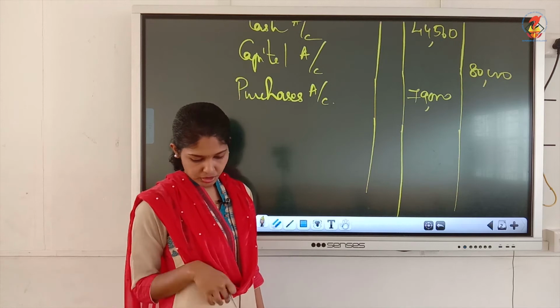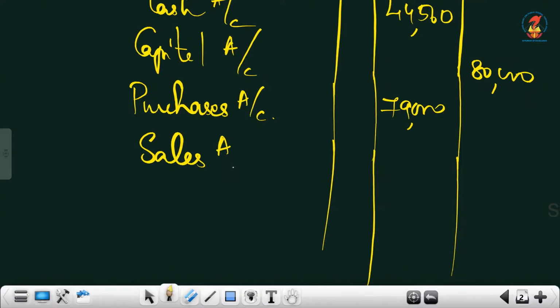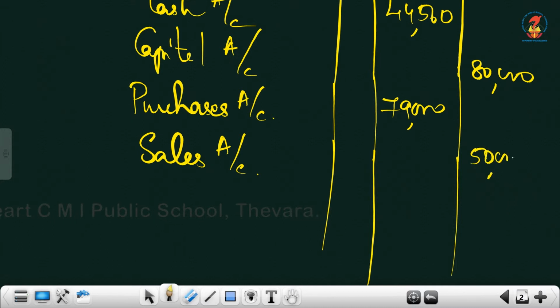Then we have sales account. Sales account also carry down figure is given, brought down they haven't written, but we know that brought down would be on the credit side. Since carry down on the debit side, brought down would be on the credit side. So, sales account brought down figure, the 50,000, that carry down and brought down will be same, and brought down will appear on the credit side. So, 50,000 in the credit column.